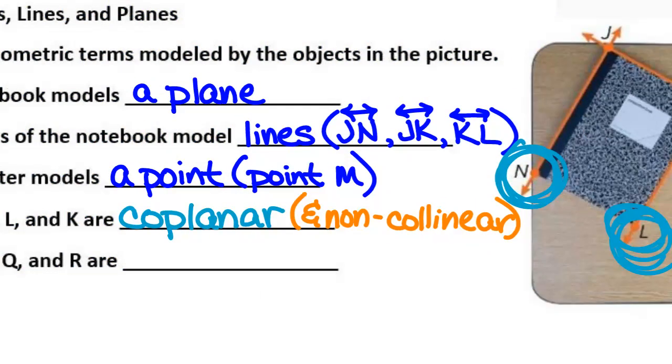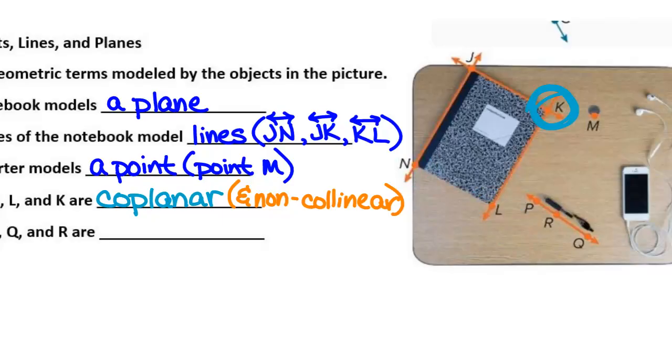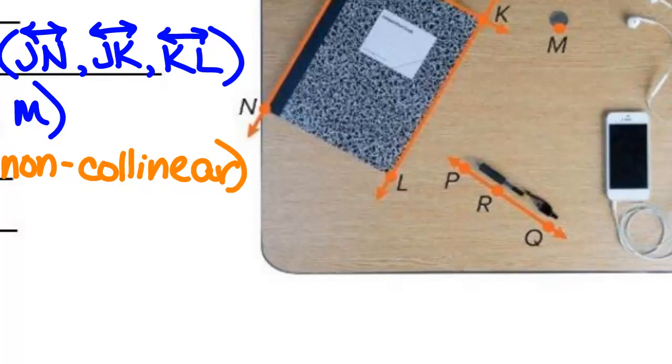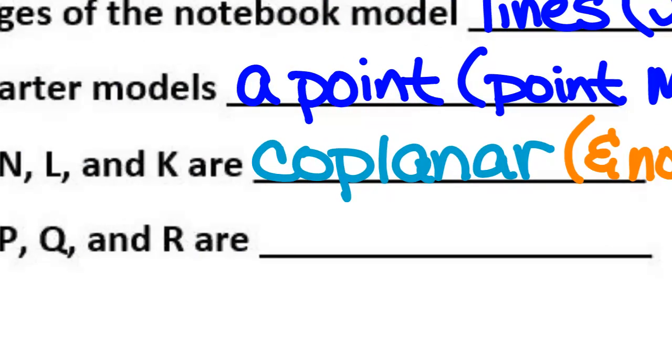Beautiful. All right, 3 new points now for this last bullet point here. P, Q, and R. Here's P, here's Q, and here's R. And it looks like those are being represented right along the edge of the pen, right? So would those be collinear or non-collinear? Collinear. These are collinear.